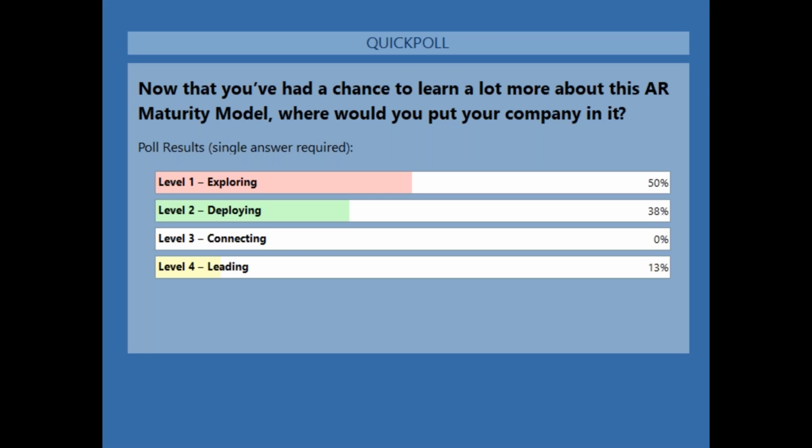There we go. So just a quick reminder of the first time we did this slide: we had 36% on exploring, 27% on deploying, 18% on connecting, and 18% on leading. So it's great to see still some companies leading there, Jeff and Nag, and that's super exciting. But maybe in a bit of hindsight, companies are still going through the process. Any thoughts or final comments on this? Nag, I'll pass it to you for that.